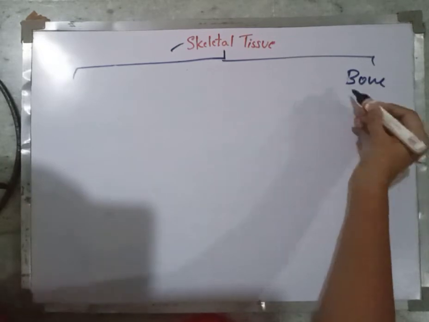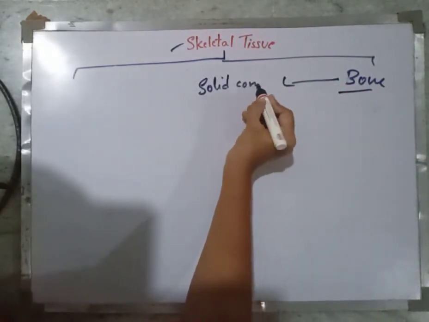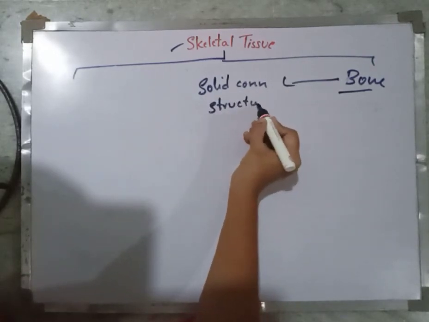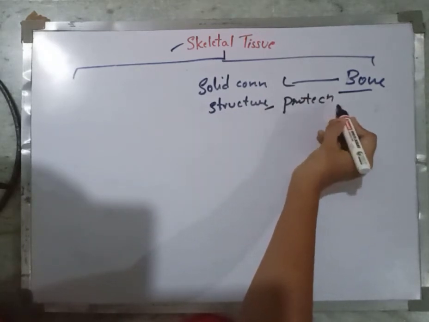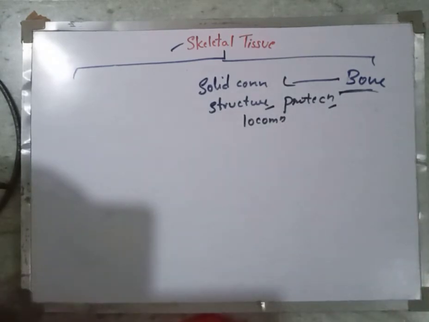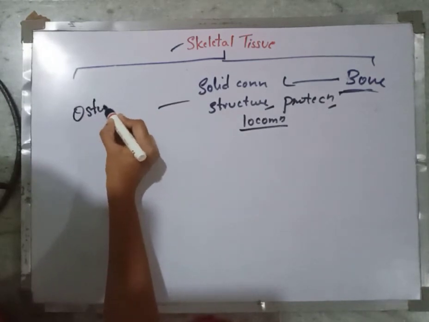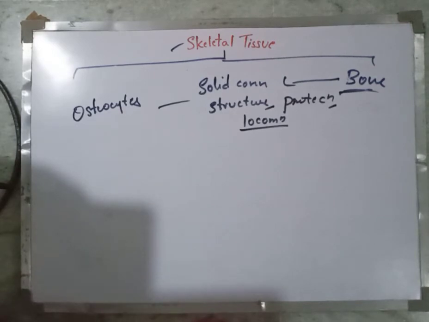So the bone is a solid connective tissue. The important functions of bone are that it provides structure to the body, it protects the internal organs, and it is useful for locomotion. Bone is also useful for the attachment of muscles, and hence it is useful for the locomotion of the organism. The cells of the bone are called osteocytes, whereas the cells of cartilage are called chondrocytes.